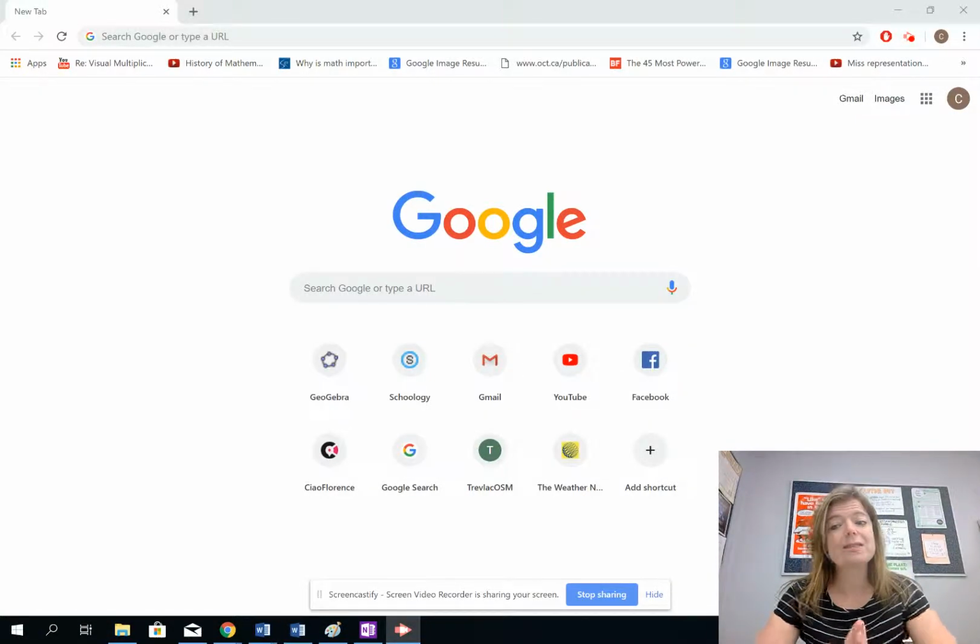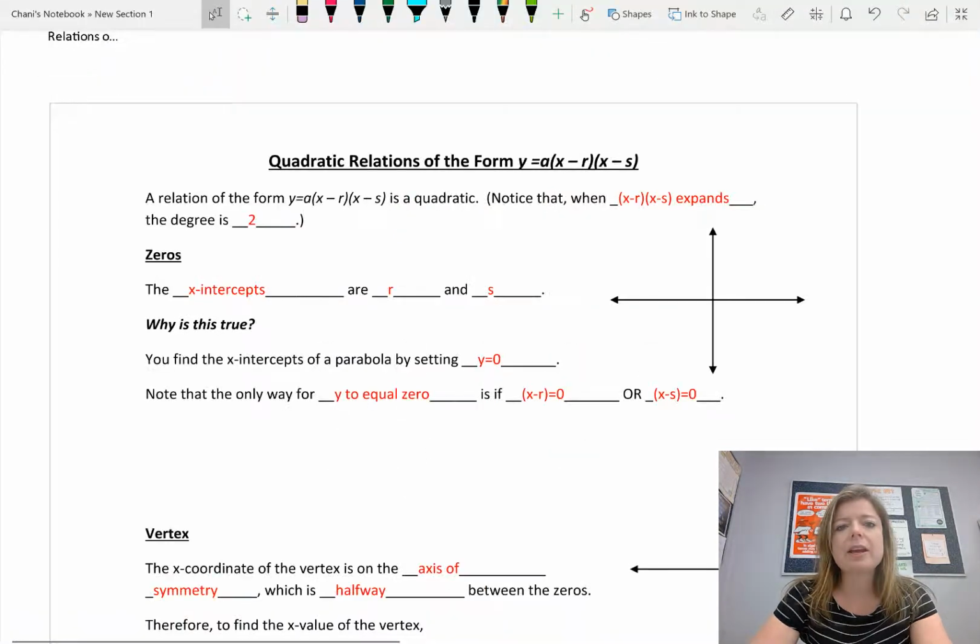Hello, grade 10. So today we are continuing our study of quadratics, and we are looking at another form of a quadratic relation. So we've already looked at vertex form, which is a nice little form because it shows us the vertex. But we are moving on to what we call factored form.